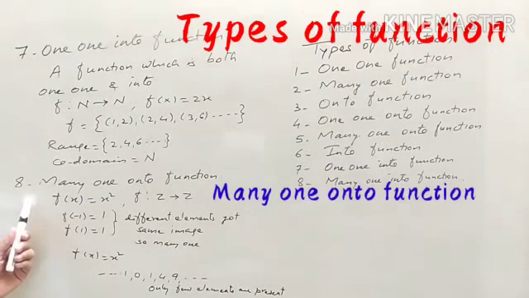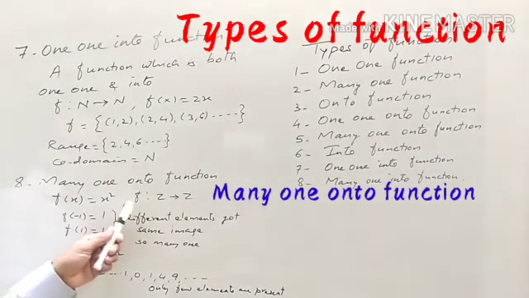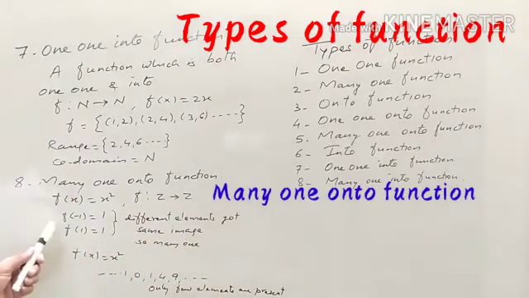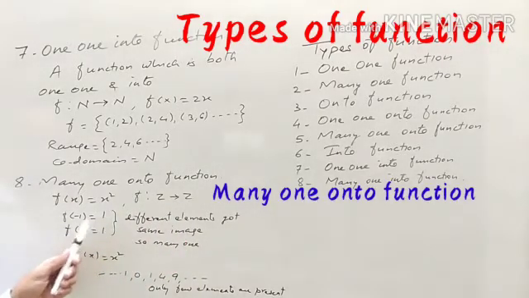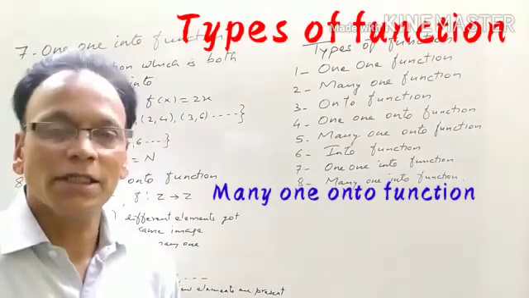Then many-one into function, in which we consider f(x) is equal to x square, f such that Z to Z. We see that f(-1) is equal to 1 and f(1) is equal to 1, meaning different elements got the same image, so it is many-one. And f(x) is equal to x square. If we put 0, 1, 2, 3 and so on, we'll get 0, 1, 4, 9 and so on. Only a few elements are present. All the elements are not included in that.